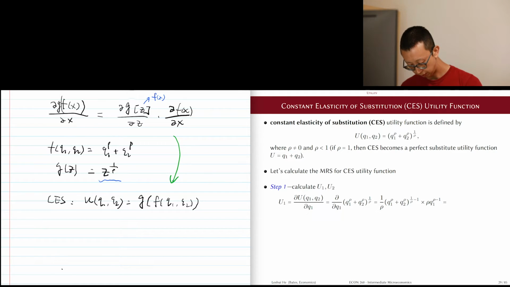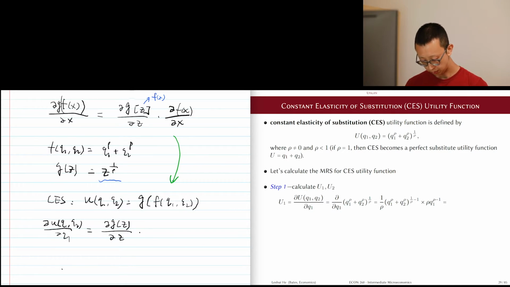In other words, the derivative of u with respect to q1 is first taking the derivative of g of z with respect to z. And then we're going to multiply it by the derivative of z with respect to q1. But what is z now? Well, z is just the inside function, which is f of q1 and q2. It is a useful placeholder, especially when we calculate the derivative of the outer layer function of q. Now let's see how that looks.